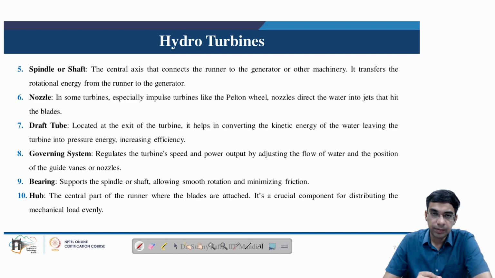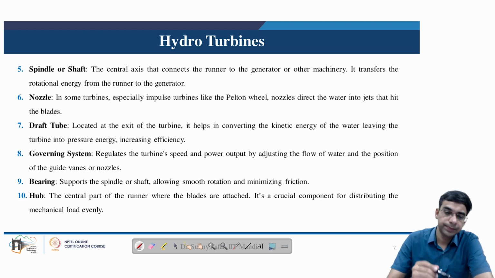Then we also have the hub, which is the central part of the runner where the blades are attached, and it is a crucial component for distributing the mechanical load evenly in the turbine.